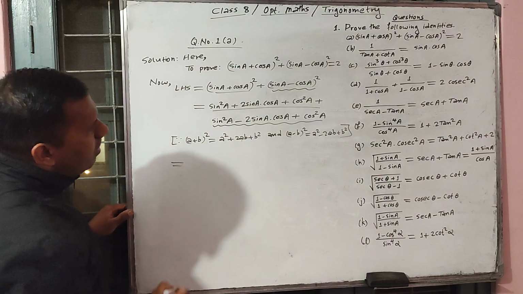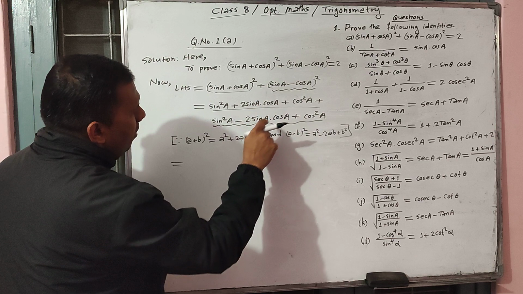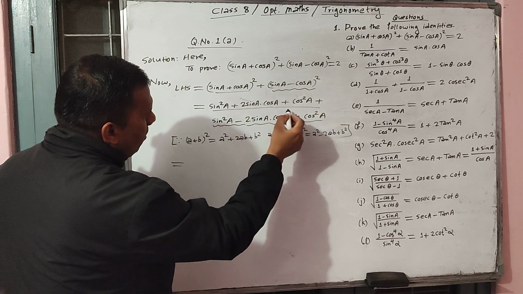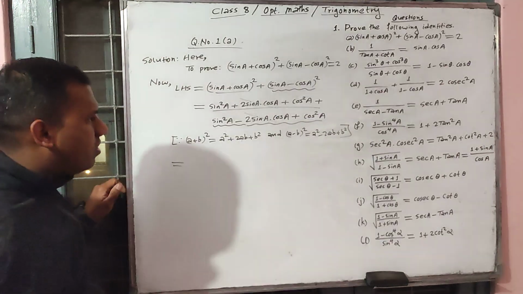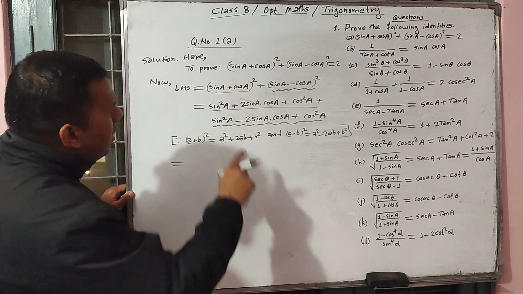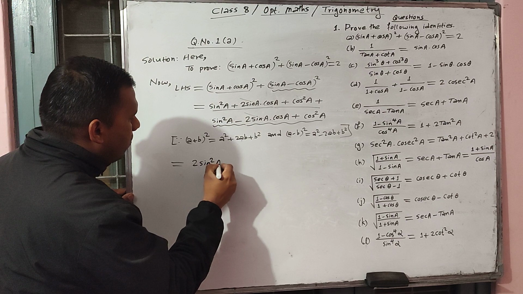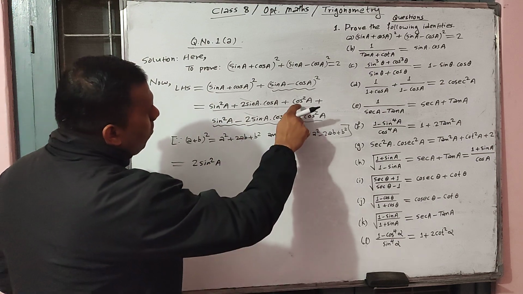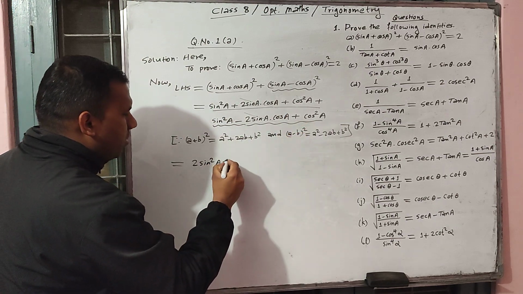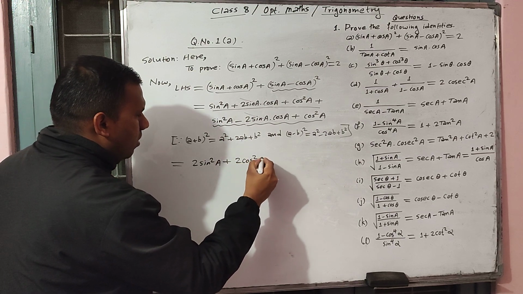Next step, this positive 2 sin A cos A and negative 2 sin A cos A, these two terms cancel each other. Now remaining is sin square A plus sin square A. It makes 2 sin square A. Similarly, cos square A plus cos square A. It makes 2 cos square A.